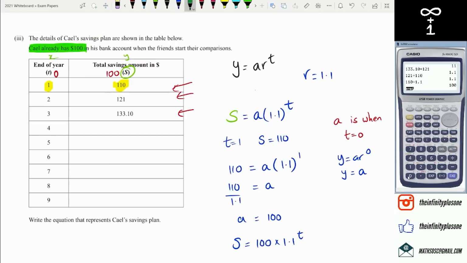So grades wise, what are we looking at? The correct equation for Kale's saving plans gets you a merit. A value of 100 identified or 1.1 identified somewhere, so either getting one of these two values, is going to get you an achieved. Otherwise, the final equation gets you a merit.